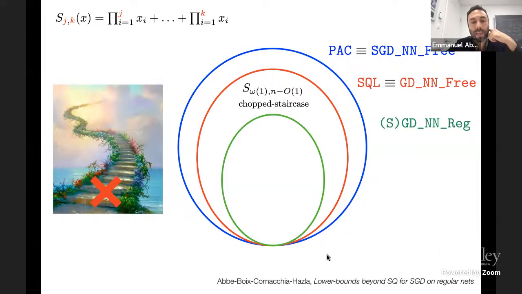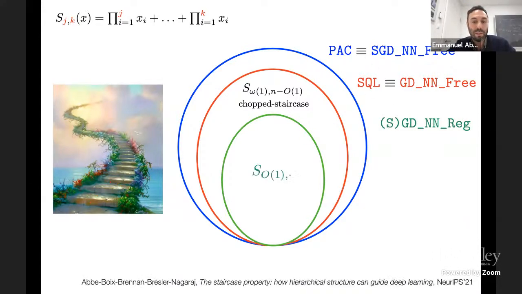And now in some cases, we can argue that. That's not part of this talk, but this is just to say that this class of functions that you can learn with a regular net doesn't seem to be the entire SQ class because of this. The next question is, are we now overshooting? Is the class of staircase only what you can do with kernels?